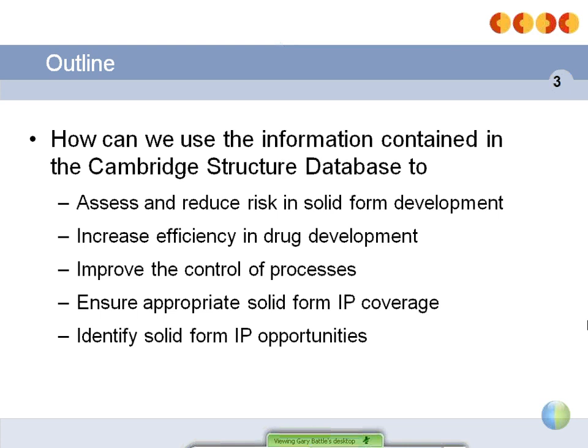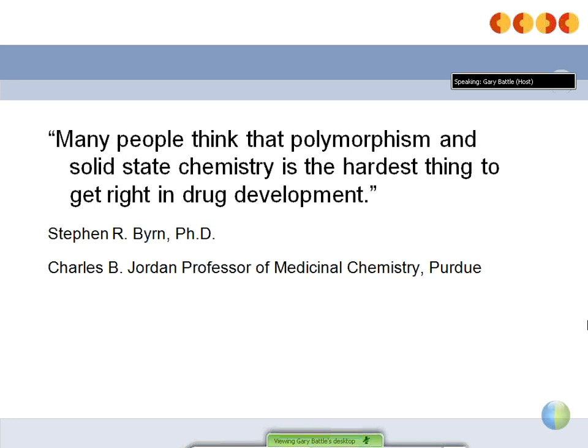Although my examples will be drawn primarily from the pharmaceutical sector, the techniques I'll introduce are equally applicable to agrochemical development and indeed the development of solid forms of any chemical compound. But I'd like to start with this quotation from Professor Steve Byrne from the Department of Industrial and Physical Pharmacy at Purdue University. He says that solid state chemistry is tough to get right, but I'd like to add to this that it's also vitally important to get it right, and we'll see why shortly.